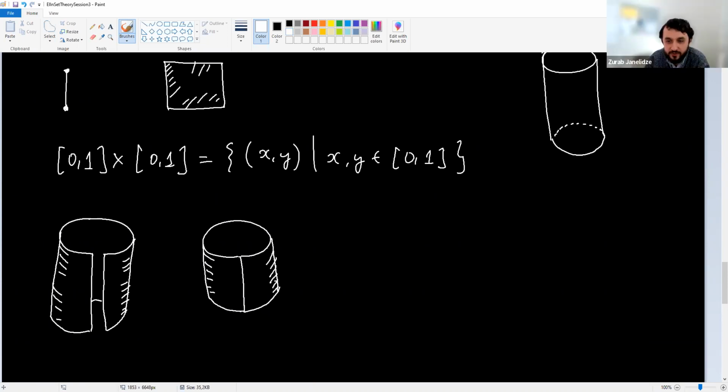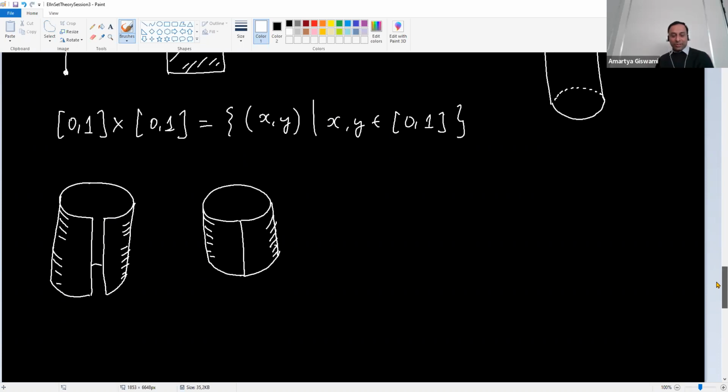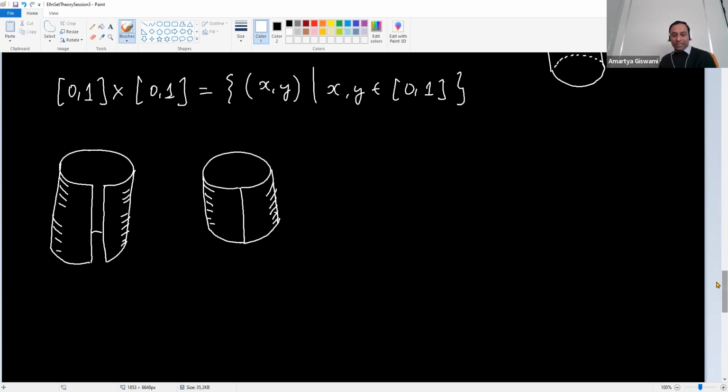So either our question is too hard or too simple, right? Too simple, yes. So the question is, how should we do this partition of this unit square such that we get this kind of gluing and eventually we get this cylinder?